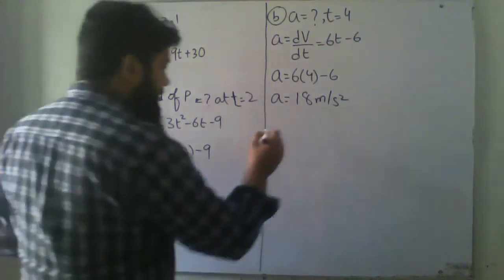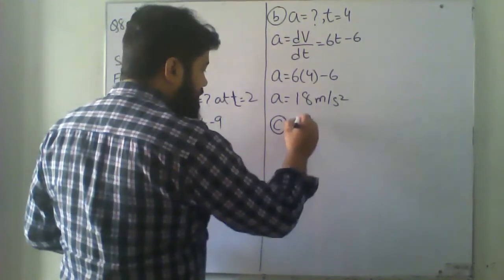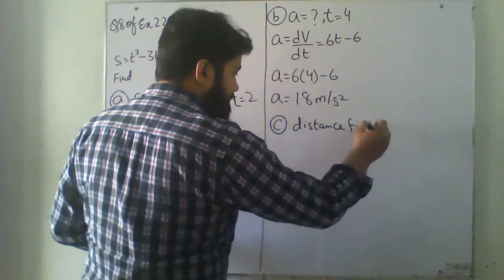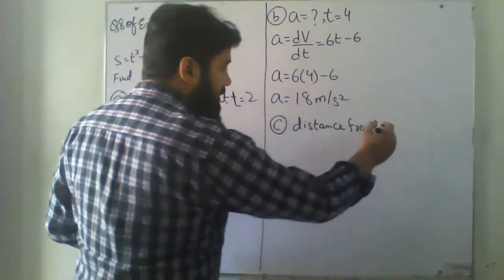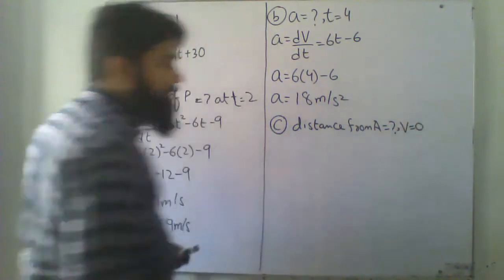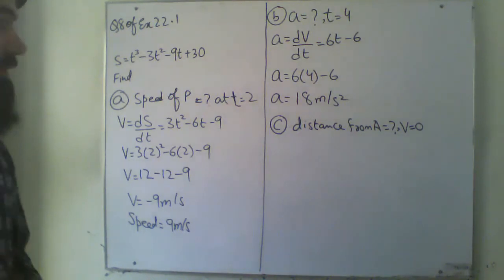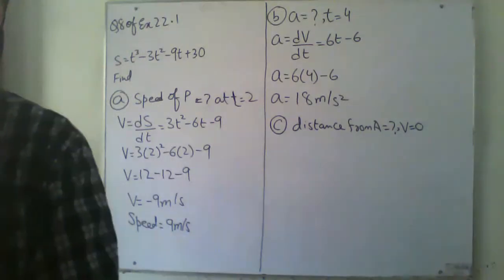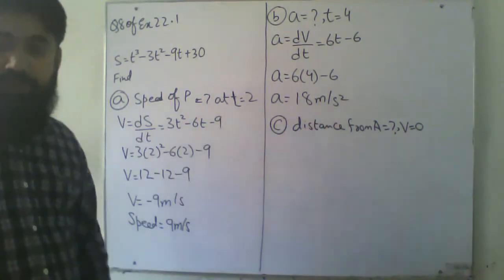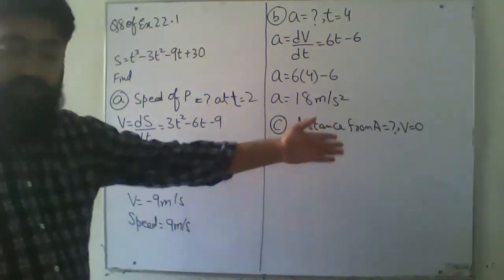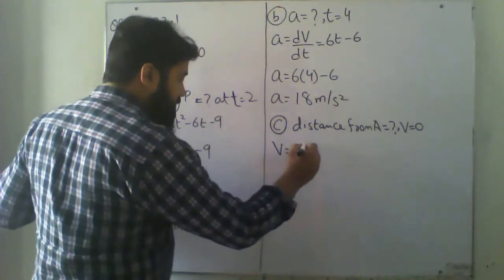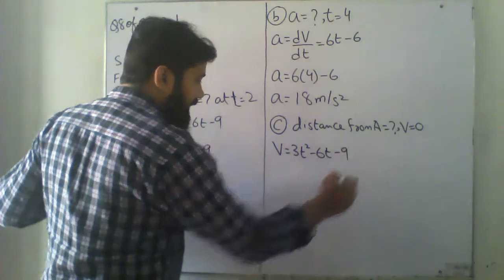In part C, they are saying that we have to find the distance from A when the body was at rest, meaning the velocity was 0. How will I find that distance? First of all, I have to find at what time the velocity was 0. So this is my velocity equation: v equals 3t squared minus 6t minus 9.